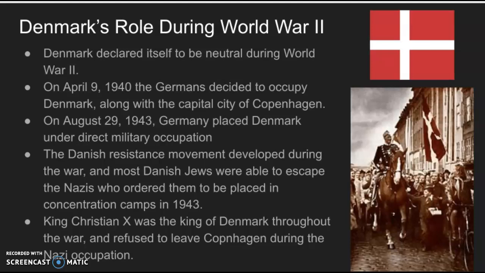King Christian X was the king of Denmark throughout the war and refused to leave Copenhagen, even though many other royals in other countries left and went to seek exile or safety in other countries. King Christian, who is pictured here on his horse, was considered a symbol of Danish bravery. And this is the Danish flag.